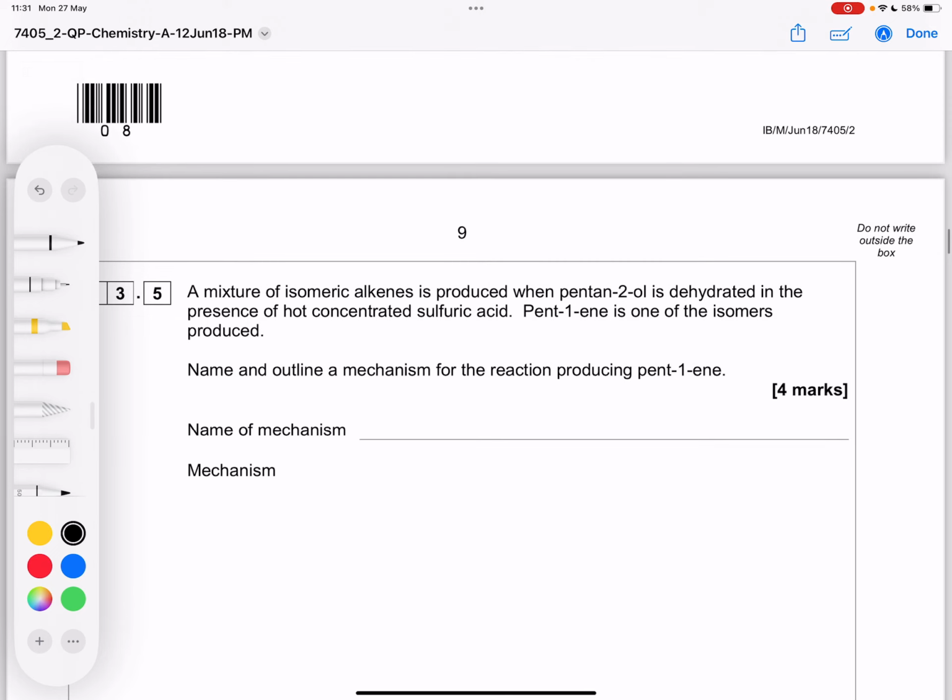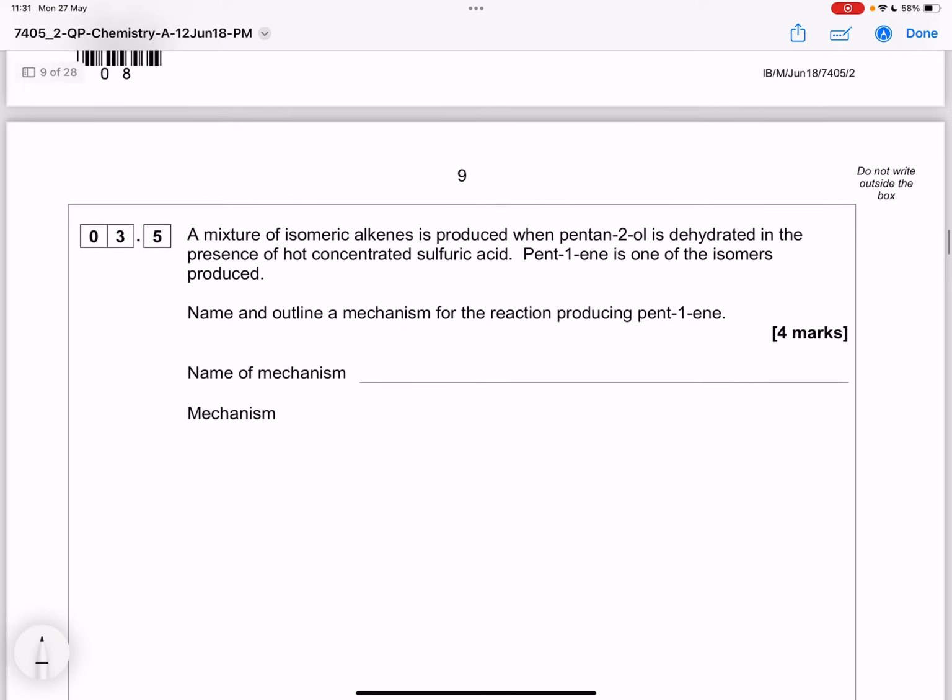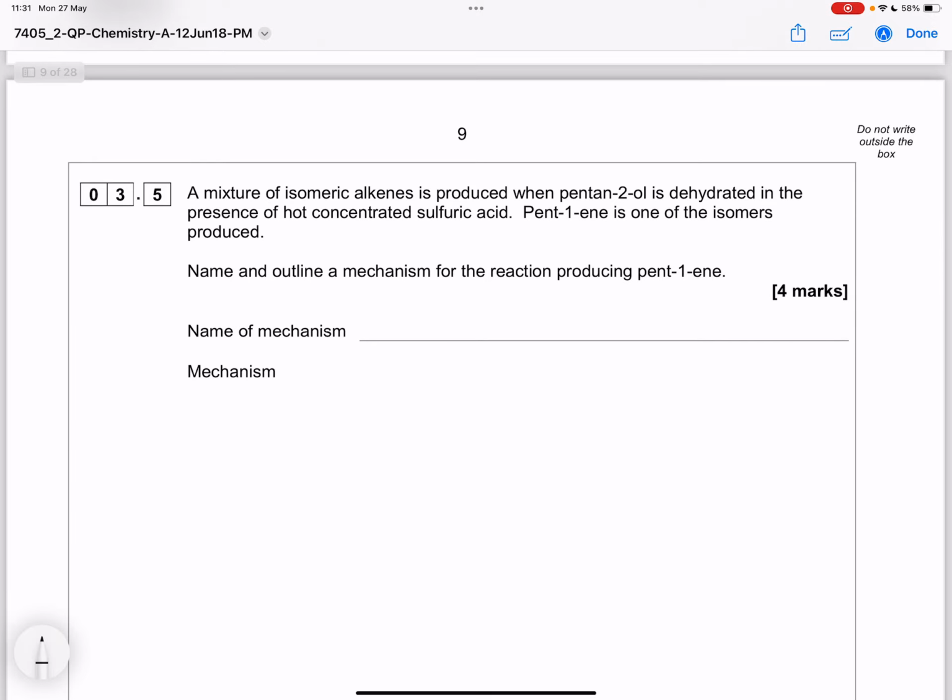Now we've got the next part of the question, which says a mixture of isomeric alkenes is produced when pentanol is dehydrated, and it says pent-1-ene is one of the isomers produced. So we're attempting to turn it into pent-1-ene. So we're removing water, so we're doing an elimination here.